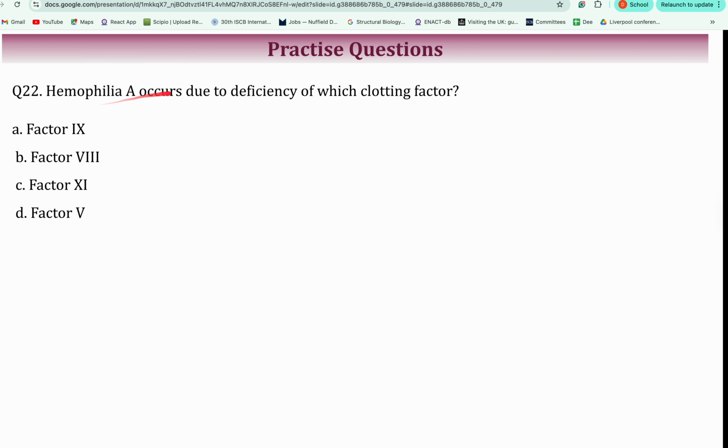So next question is, hemophilia A occurs due to the deficiency of which clotting factor? Option A is factor 9, option B is factor 8, option C is factor 11, option D is factor 5. Okay, so till now we have discussed it many times. So I hope now you know which will be the right answer.